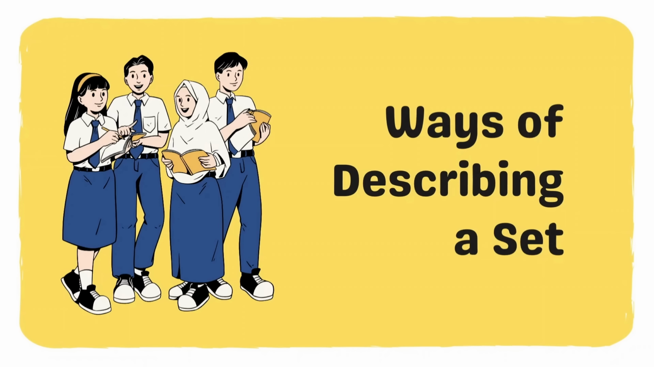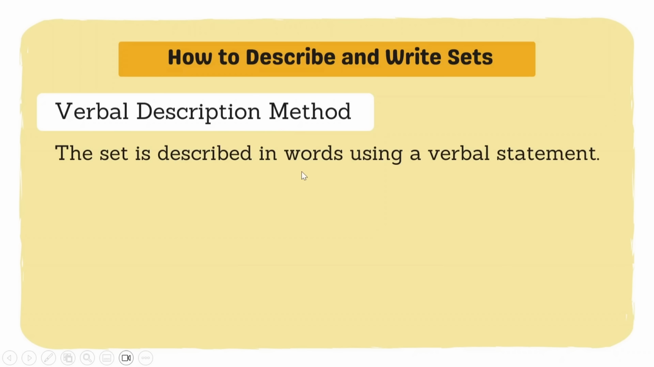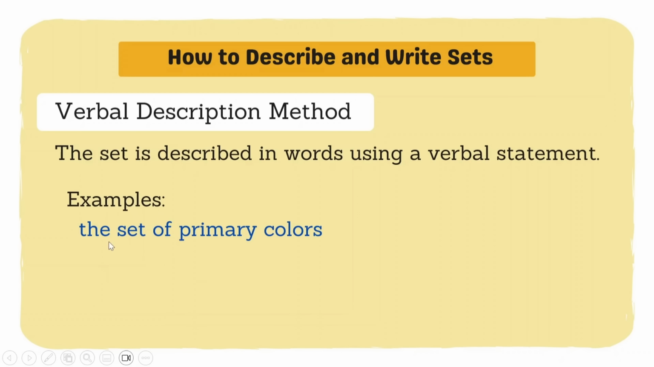Now, what are the ways of describing a set? Okay, meron po tayong tatlong paraan dito that I'm going to discuss with you. Iisa-isahin po natin. The first one is using the verbal description method. This is so far the simplest way. The set is described in words using a verbal statement. Okay, so examples po natin. Like this one, the set of primary colors. We just use words to describe the set.